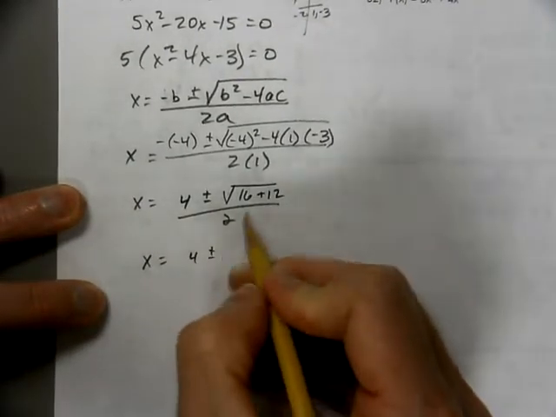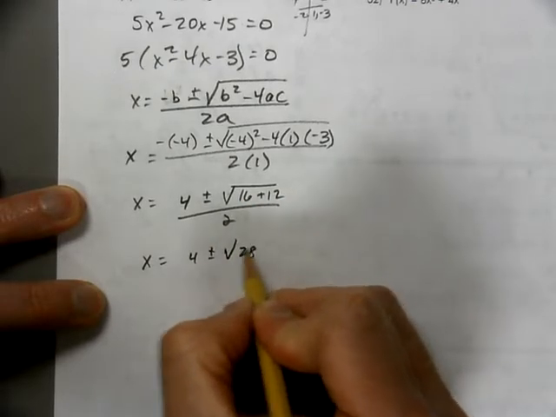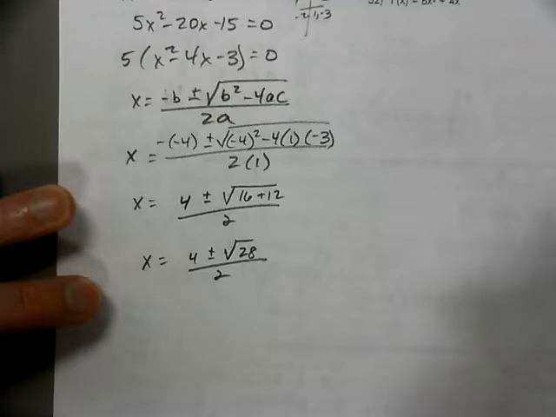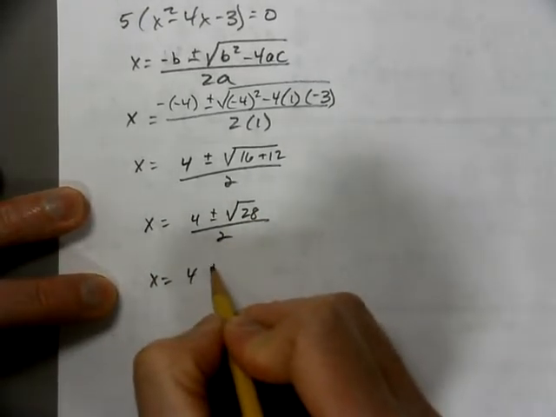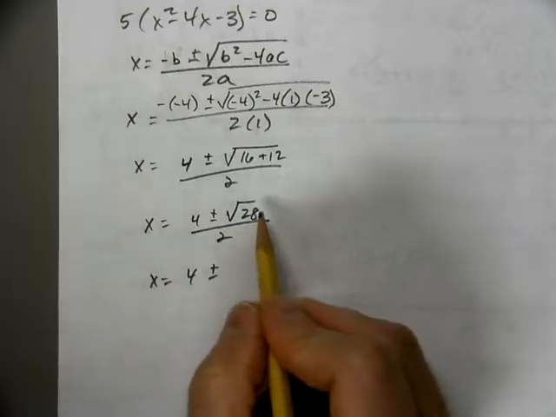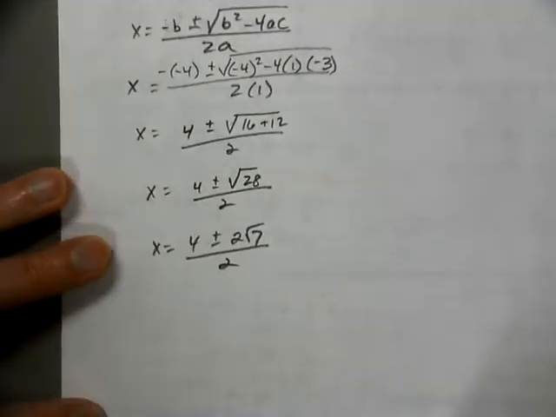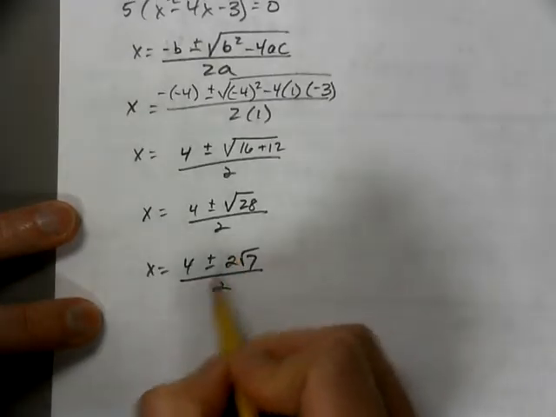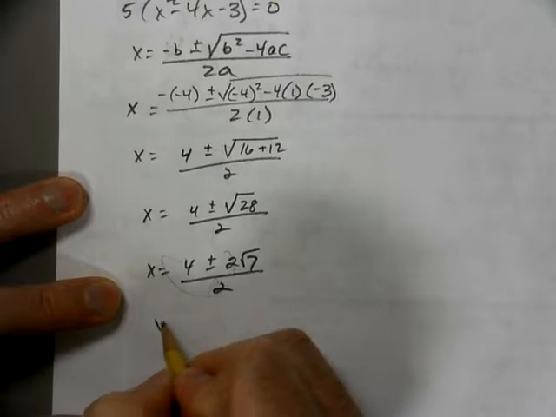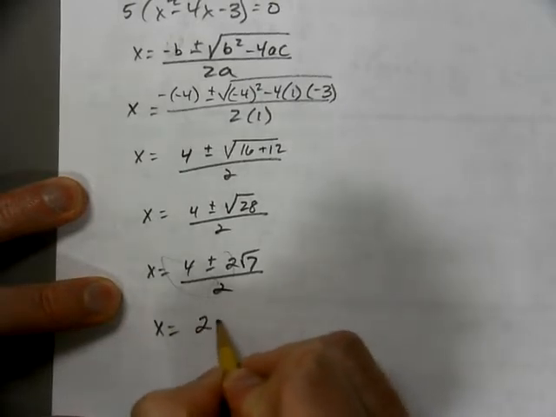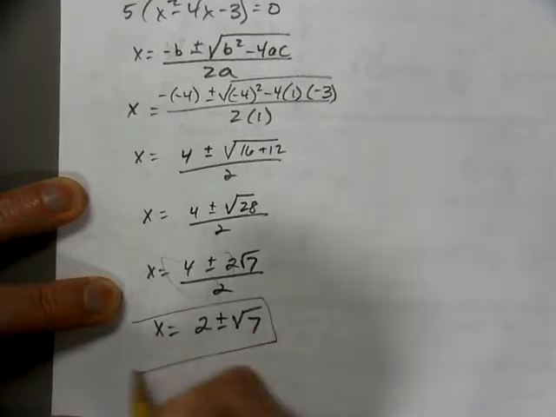So 4 plus or minus, we get 28. And we know we can take the square root of the 4 that's in there. So we have 2 root 7. And this has to be reducible on both sides of that plus or minus. So our answer is going to be 2 plus or minus square root of 7.